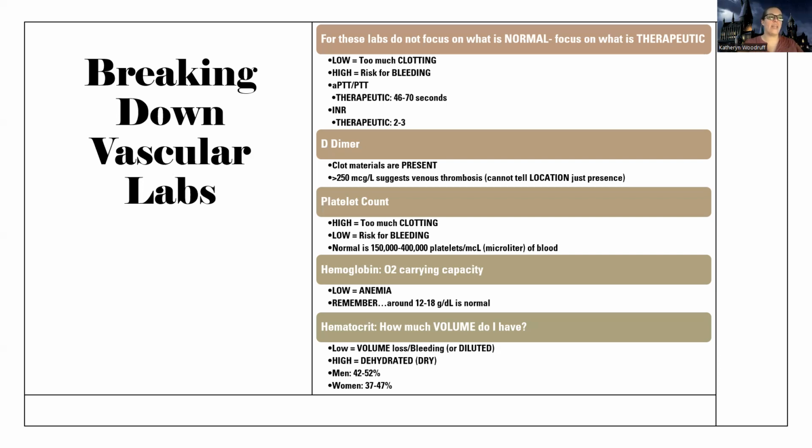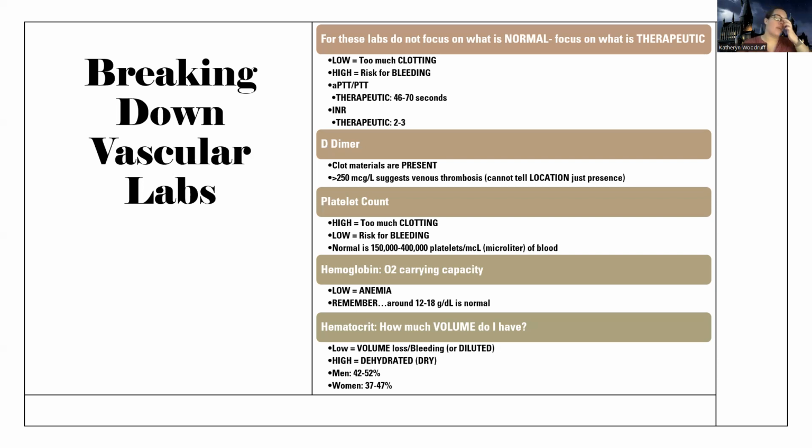So if a hematocrit, and it's a percentage, is low, it could be a sign of volume loss, because literally, if someone came and stabbed me right now, my hematocrit would be low because I'm losing volume. So I have a lower percentage of cells. It also could be that there's an issue with dilution.